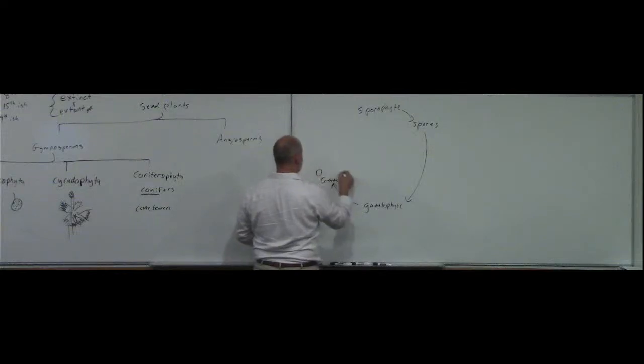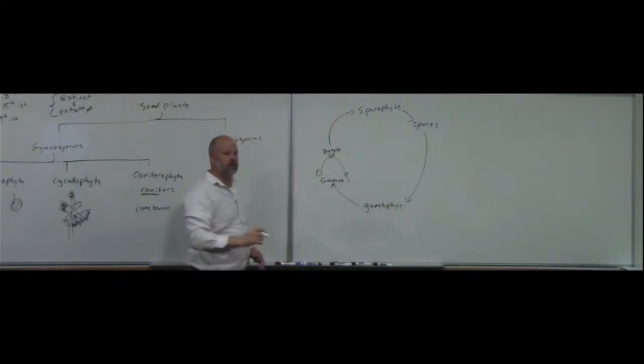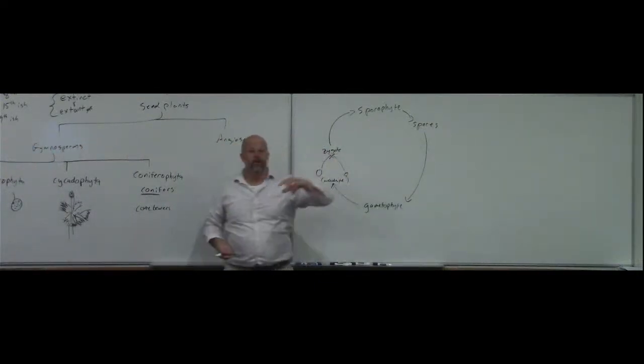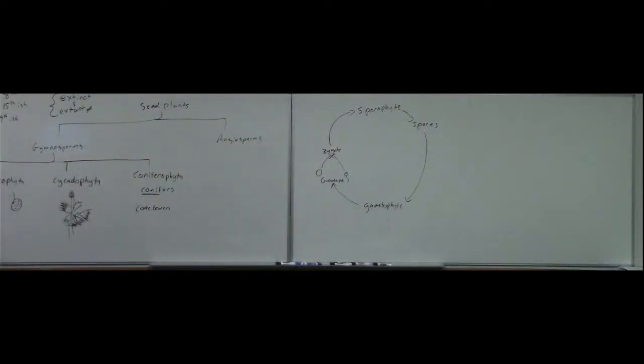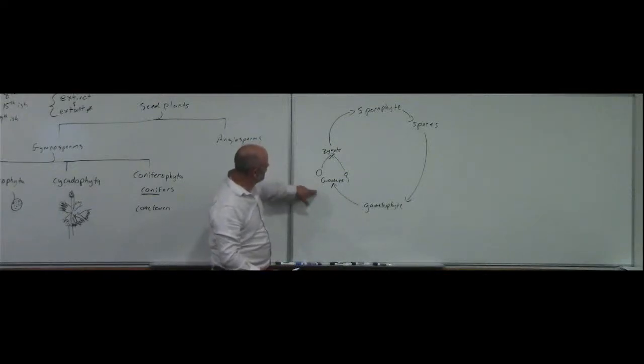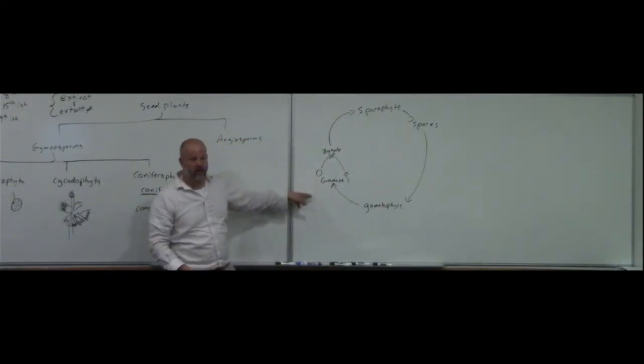When the gametes, eggs and sperm hook up, what do they make? Zygotes. Good. And what does the zygote grow into? Sporophyte. So you are looking at a sporophyte. You're looking at a male sporophyte. It's going to produce a male spore. That male spore is going to turn into a male gametophyte.